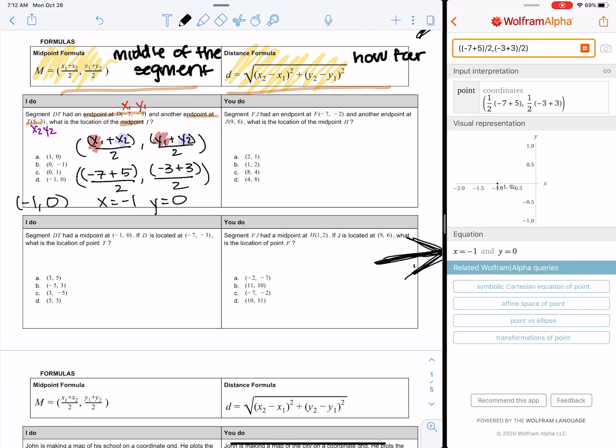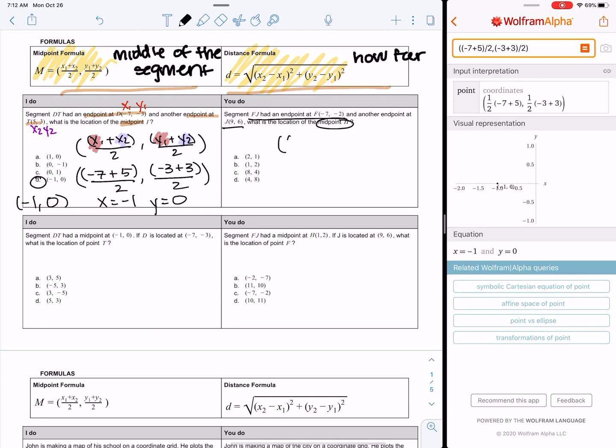So what's my answer? A, B, C, or D? Very good, it's D. Now we're going to try the you do. Segment FJ has an endpoint at -7, -2, and another endpoint at 9, 6. What is the location of the midpoint H? What am I looking for here? Endpoint, midpoint, distance. Very good, midpoint.